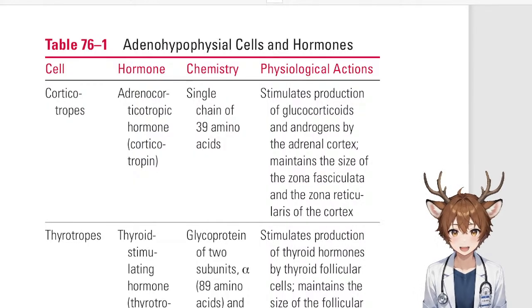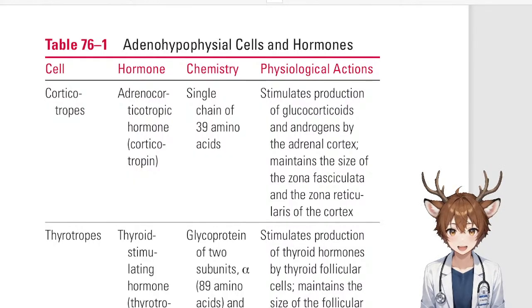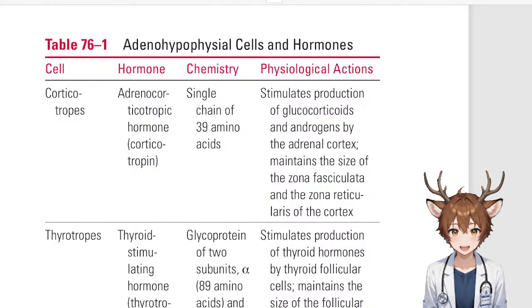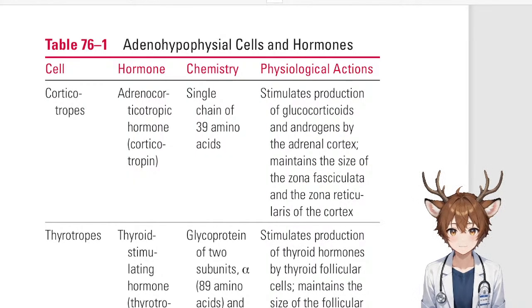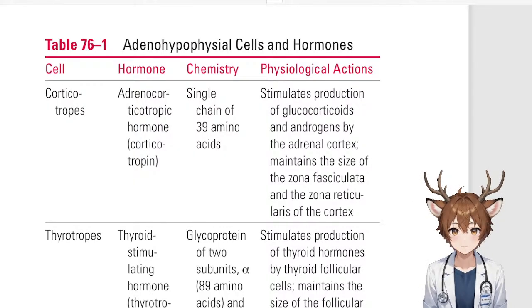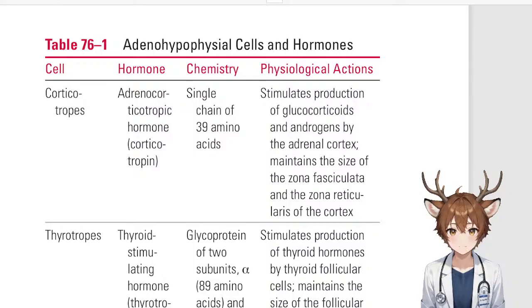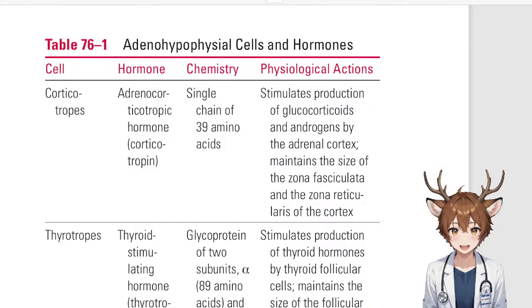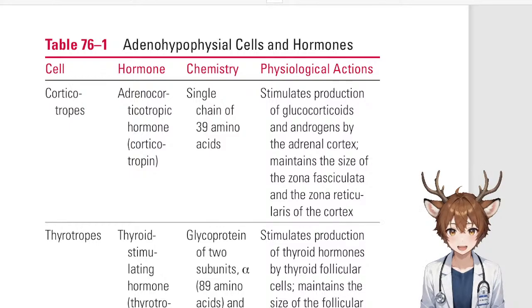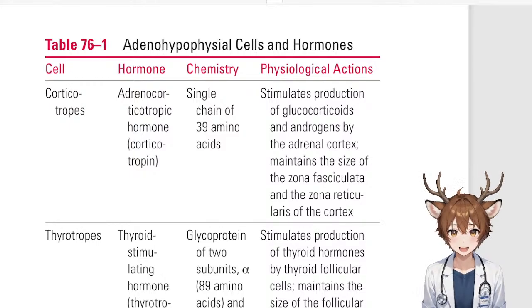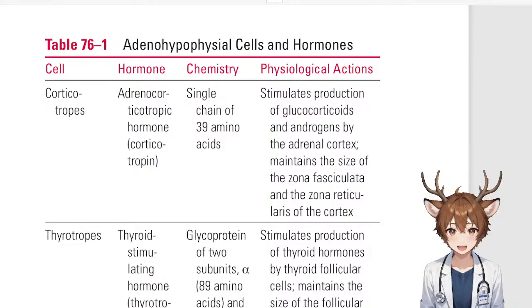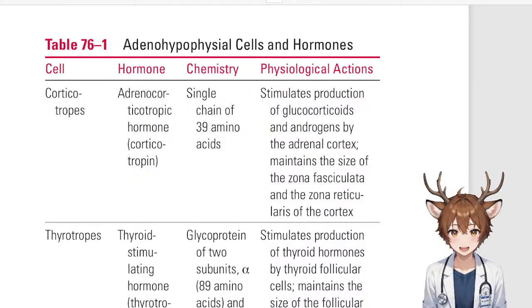Chemistry, it's a single chain of 39 amino acids. Physiological action: stimulates production of glucocorticoids and androgens by the adrenal cortex. And I think specifically when we talk about corticotropes, they're talking about glucocorticoids, so that would be adrenal cortex, that's fine. I'm trying to think about the different zones, but they might go into that. Maintains the size of the zona fasciculata and the zona reticularis of the cortex. So they're saying basically they act at the fasciculata and the reticularis respectively.